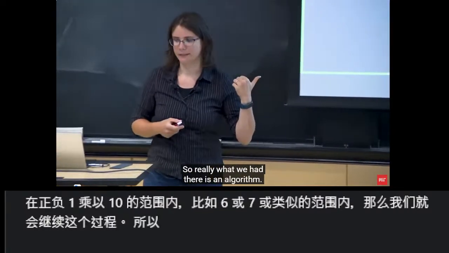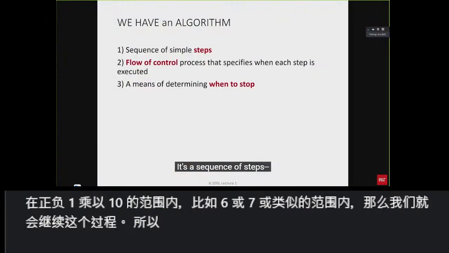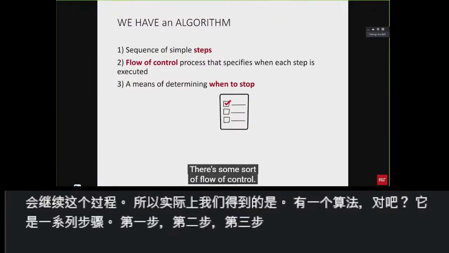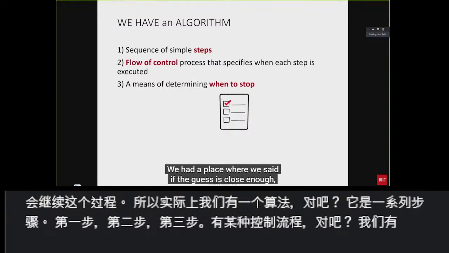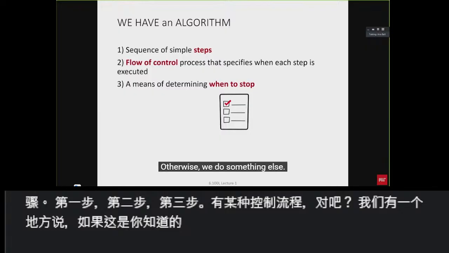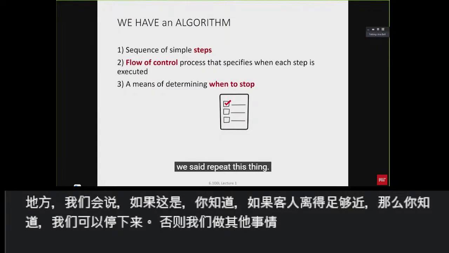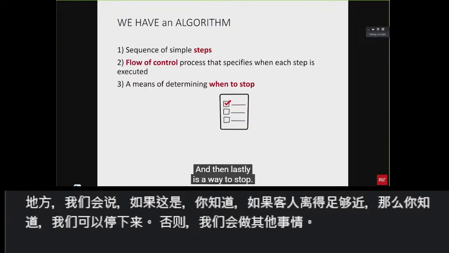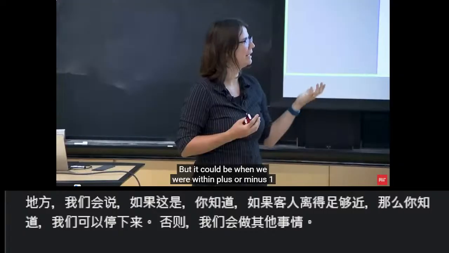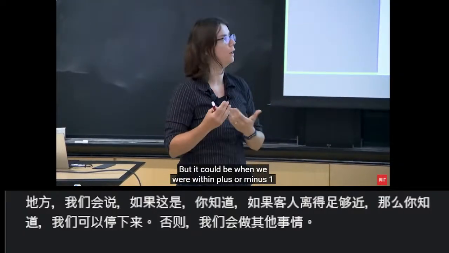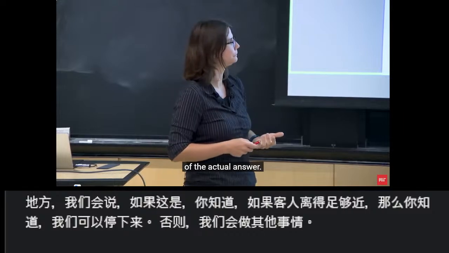So really what we had there is an algorithm, right? It's a sequence of steps: step 1, step 2, step 3. There's some sort of flow of control, right? We had a place where we said if the guess is close enough, then we can stop. Otherwise, we do something else. We had another flow of control where we said repeat this thing. So we're not going linearly, but we're changing the flow. And then lastly there is a way to stop. We don't want the algorithm to go on forever. We would like to stop at some point, and the stopping point, I was kind of vague about it, could be when we were within plus or minus 1 of the actual answer.